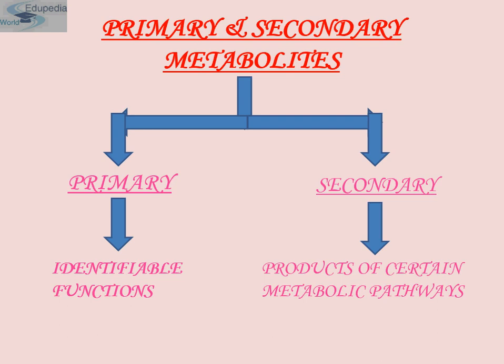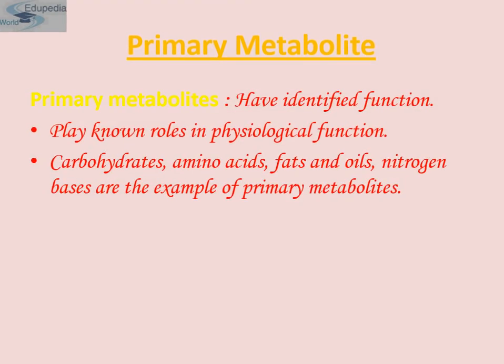So, to sum up, primary metabolites have identifiable functions, whereas secondary metabolites are products of certain metabolic pathways. Okay? In summary, primary metabolites have identified functions. They play main roles or known roles in physiological function, as I have told you before. Examples are carbohydrates, amino acids, fats and oils, nitrogen bases. They are all examples of primary metabolites.